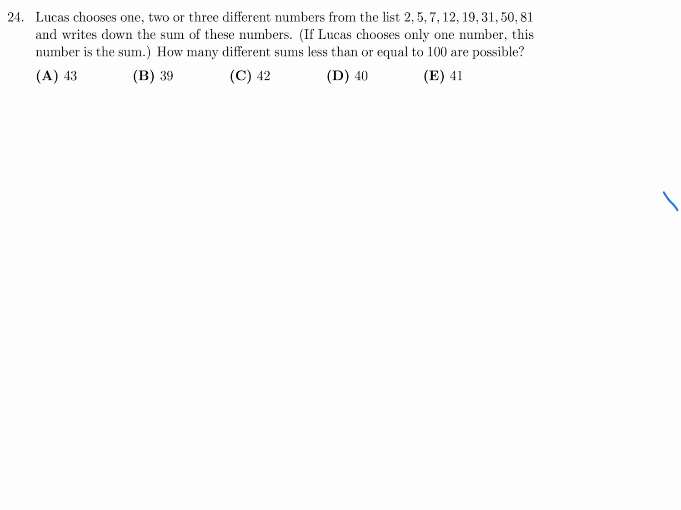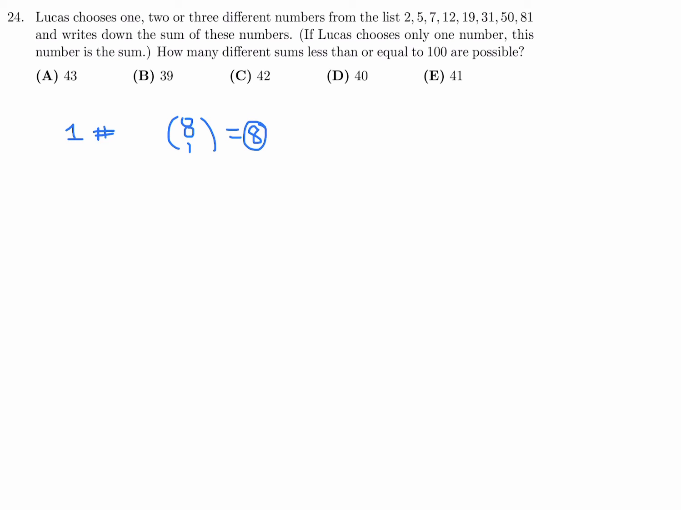Lucas chooses 1, 2, or 3 different numbers from the list 2, 5, 7, 12, 19, 31, 50, and 81, and writes down the sum of these numbers. If Lucas chooses one number only, this number is the sum. How many different sums less than or equal to 100 are possible? We have a list of 8 numbers. So if there's only one number, then from those 8, you just choose one, and that's 8.